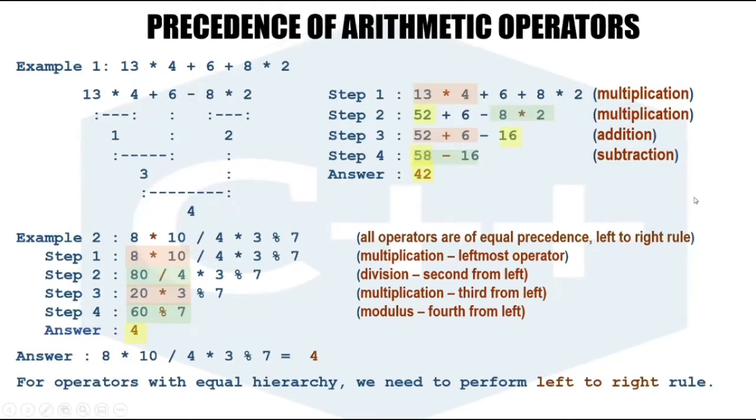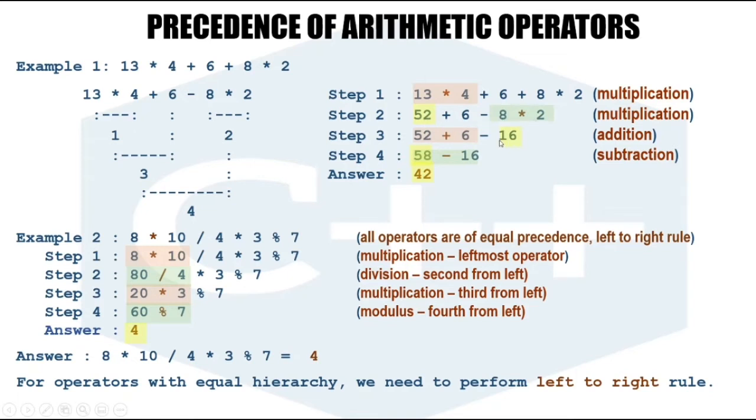Try nating mag-solve ng arithmetic expression. Example number 1. So we have 13 times 4 plus 6 plus 8 times 2. Walang parenthesis. So ang next highest sa priority is multiplication. There are two multiplications here. So we will evaluate operators of the same priority from left to right. So step 1, ang ipe-perform natin yung 13 times 4. So that is equal to 52. Then step 2, sunod natin yung 8 times 2, which is 16.